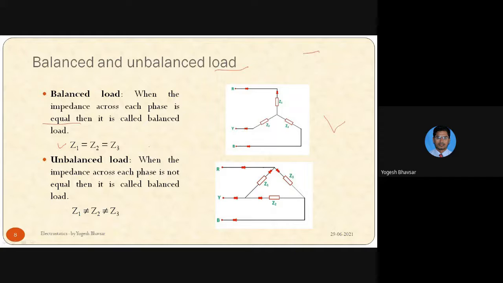So we can just represent this load in terms of the impedance. Very simple. It may be resistive, inductive, capacitive. We'll just simply indicate it by the impedance. So if Z1 is equal to Z2 is equal to Z3, then we have a balanced load.